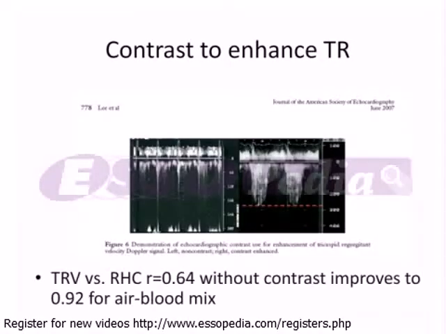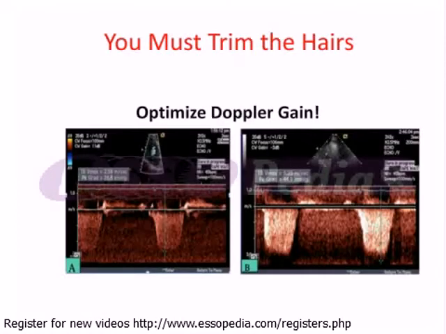The tricuspid regurgitant envelope is often weak or incomplete, as can be seen in the panel on the left. This can be enhanced with agitated saline or, even better, an air-blood mix, as can be seen in the panel on the right. When compared with right heart catheterization, the tricuspid regurgitant velocity versus the directly measured or transduced pressure improves from a correlation R value of 0.4 without contrast to 0.92 with air-blood contrast. But you have to beware of over-exuberant contrast-enhanced TR jets.